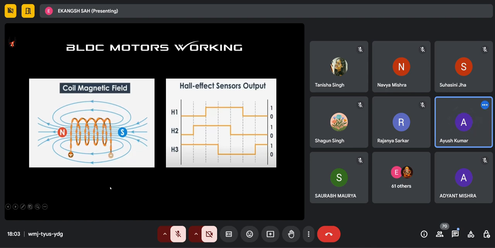The Hall effect sensor, which is connected to the rotor, outputs a sequence of 1s and 0s, which are analogous to voltage high or voltage low. A one is generated when it faces the north pole of the permanent magnet of the rotor, while a zero is generated when it faces the south pole of the permanent magnet of the rotor. Next slide.